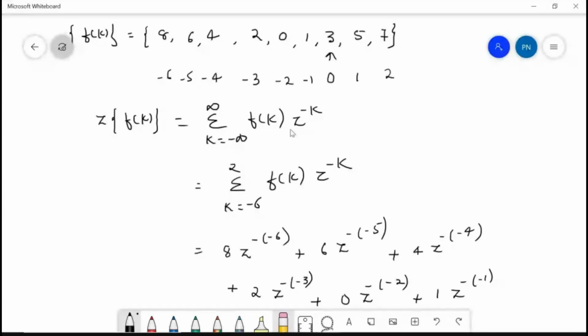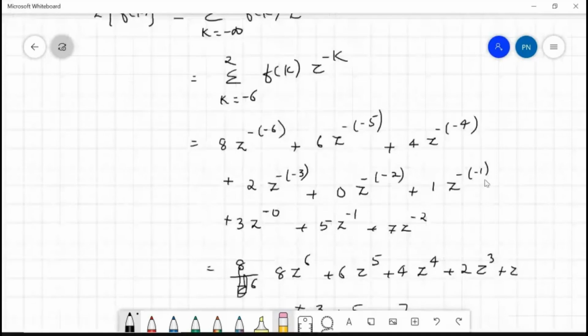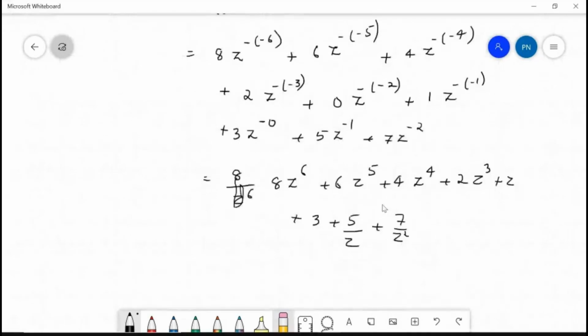So z of f of k is summation, k takes the value from -6 to 2, f of k is z raised to -k. So when k takes the value -6, write the corresponding f of k. When k takes the value -5, write the corresponding f of k, and so on. And then simplify and write it in the form of a series. Any doubt in this? Anybody?